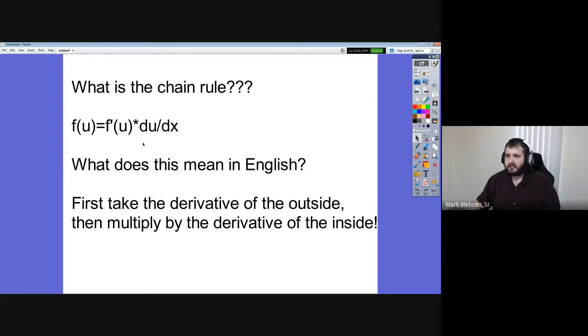So the chain rule basically says if you've got a function that's got a whole expression inside of it, we're going to call u, and you're going to see this u pop up over and over again. But we're going to have a whole expression in there that makes our problem otherwise unworkable. What we can do is take the derivative of the outside part and then multiply that by the derivative of the inside part.